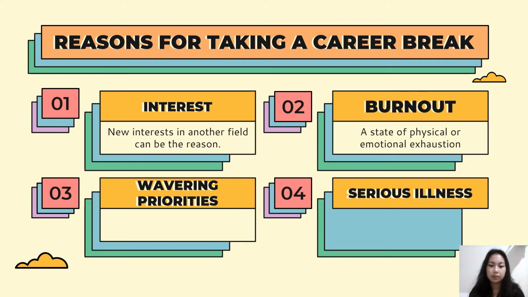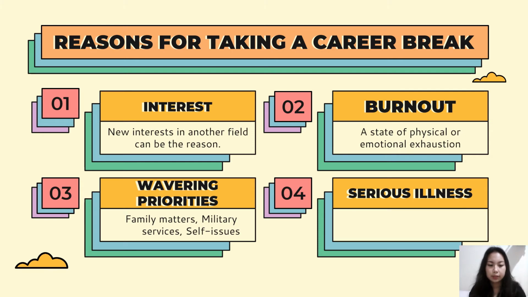do something they enjoy first. Next is the wavering priorities, and we all know that each employee has different kinds of priorities and sometimes they can't do everything all at once. For example, when a female employee needs to take care of her child, or a male employee is assigned or required by the government to partake in a military service. Because of that, they tend to go on a career break in order to prioritize what's more important to them than work. Lastly is having serious illnesses.